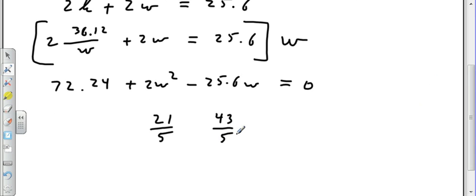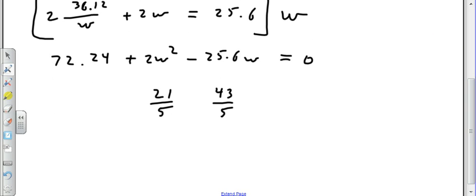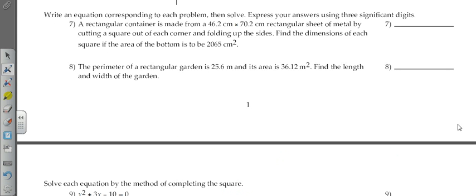Okay, so those are our 2 answers. And so what is that? 5 goes into that. That's 4.2 meters by 8.6 meters. And we'll do a quick check of the key. And the key says, yep, 4.2 meters, 8.6. Does it say 3 significant digits? No, but I have 3 significant digits, so I should add a 0 in there to get the right number of significant digits. Okay, excellent.